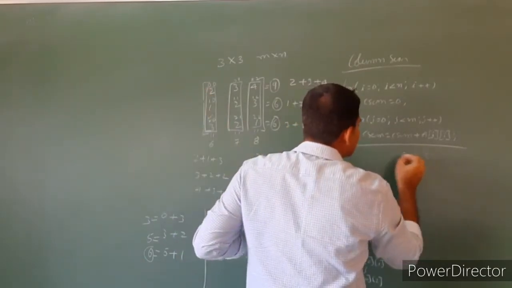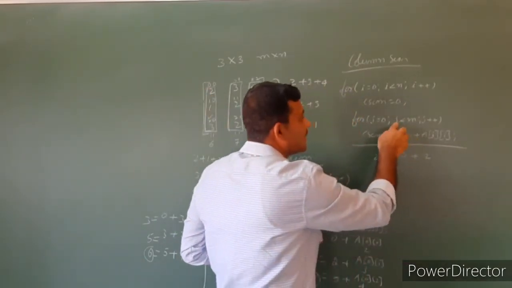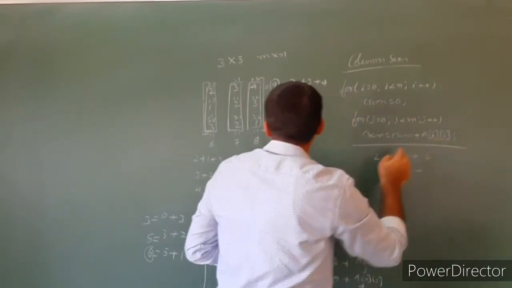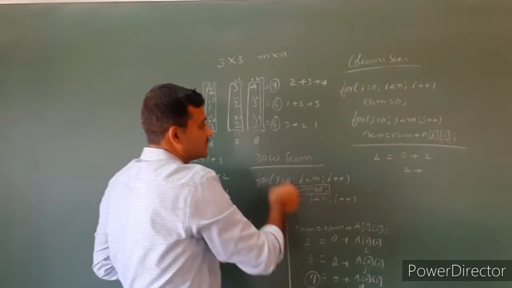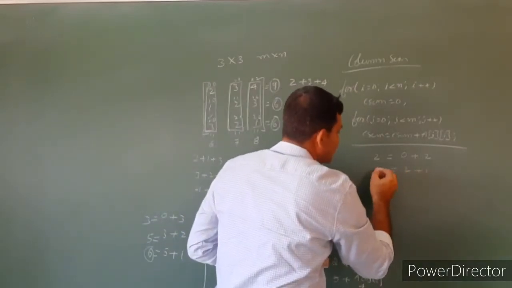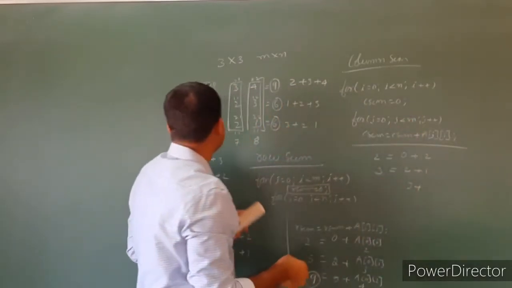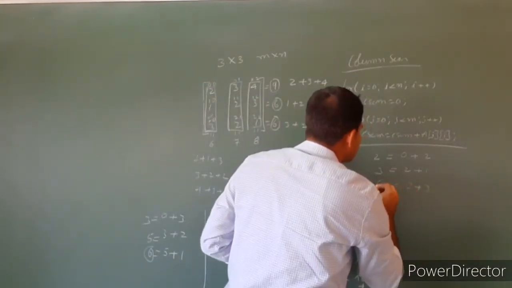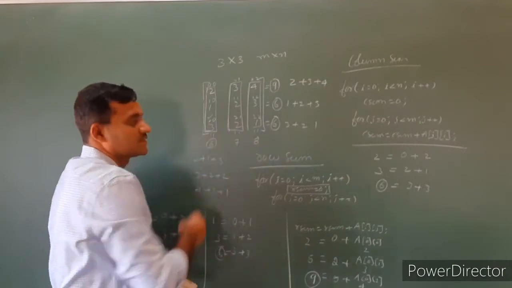First one is 2, it returns 2. Next, j is incremented, then it accesses the element ji, that is 1. Then it returns 3. Then j is incremented, then it accesses the element 3. So 3, that it returns 6. That is the value here, 6.